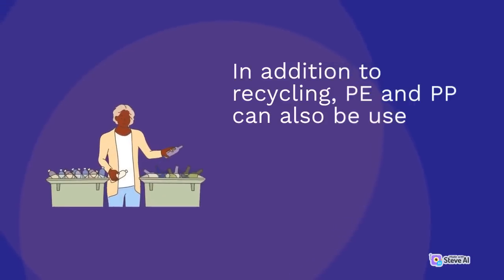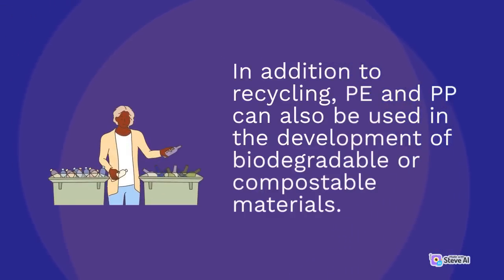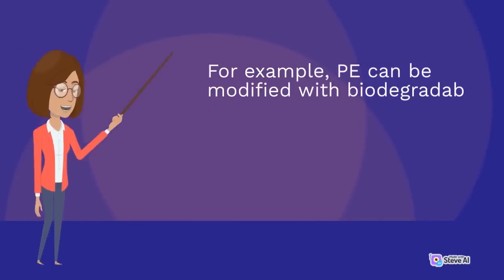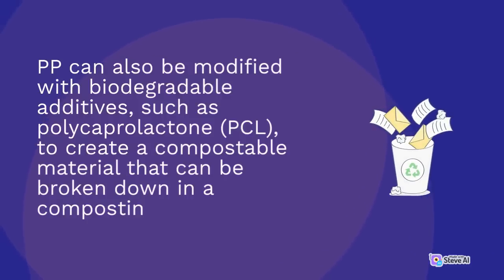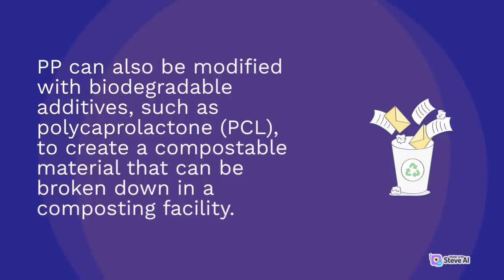In addition to recycling, P&PP can also be used in the development of biodegradable or compostable materials. For example, P can be modified with biodegradable additives, such as starch or polylactic acid, PLA, to create a biodegradable material that can break down in the environment over time. PP can also be modified with biodegradable additives, such as polycaprolactone (PCL), to create a compostable material that can be broken down in a composting facility.